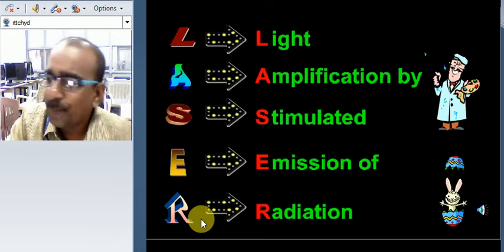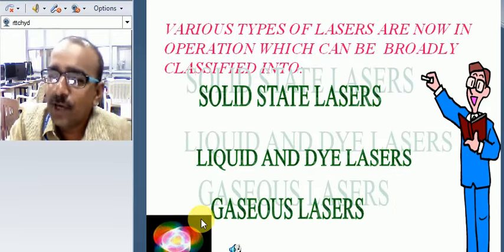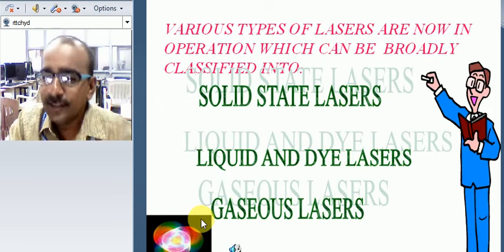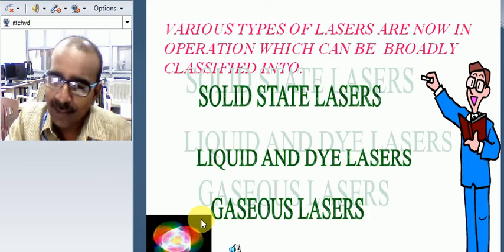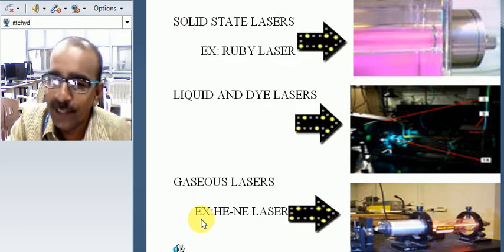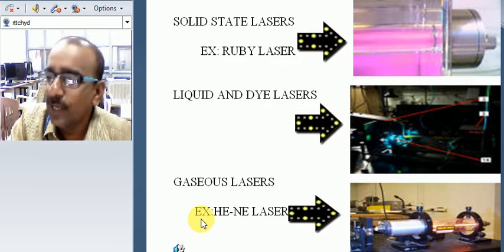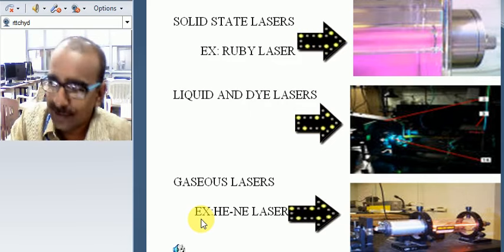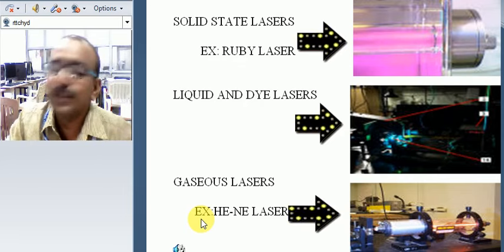The next slide shows the different types of lasers which are in operation presently. The solid state lasers, the liquid and dye lasers, the gaseous lasers. Someone may get the doubt that the semiconductor lasers are being skipped out. No, this comes under the solid state devices. Most of the lasers under the solid state lasers are the semiconductor type. You can see the example as well as the pictorial depiction of this type of lasers. For the solid state laser, the example is the ruby laser. The liquid and dye lasers are normally used for manufacturing mechanical parts. Next, the gaseous laser, the most common example of which is the helium neon laser.